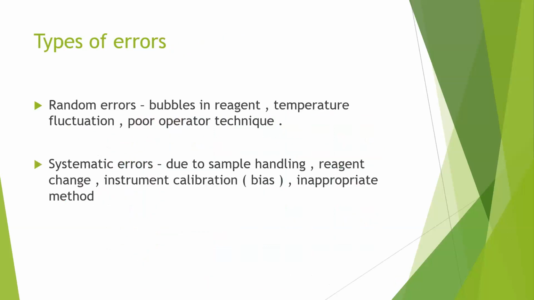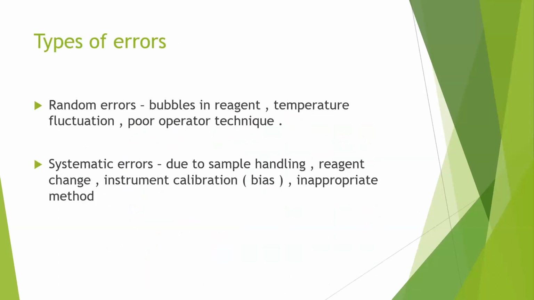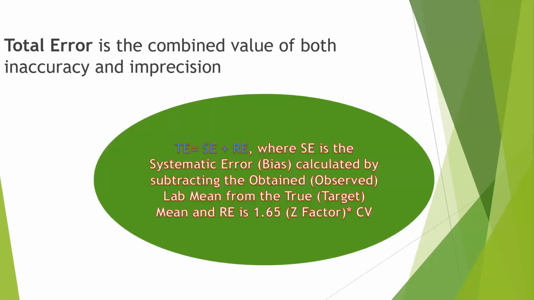Common reasons for random errors: bubbles in reagent, temperature fluctuation, poor operator technique. Common reasons for systematic errors, again, sample handling, reagent changing, bias in the instrument, calibration bias, any method is inappropriate, multiple reasons. So all of these, I hope, have given you an insight into the types of errors, random and systematic error, because ultimately, coming back to total error, it is a combined value of both inaccuracy and imprecision.